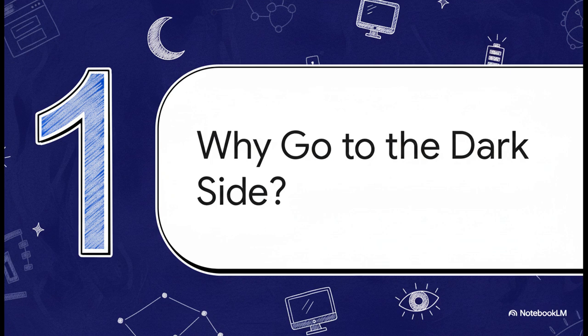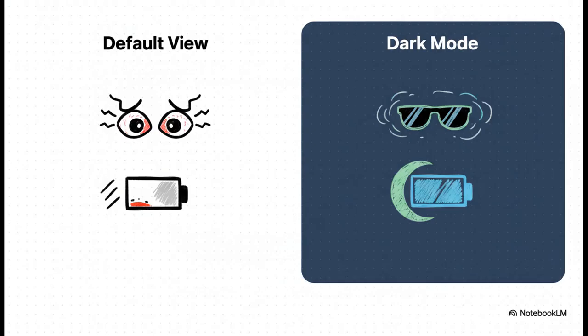Okay, so before we dive into the how-to, let's talk about the why. Why should you even bother? What are the real perks of coming over to the dark side? Well, the benefits are pretty clear-cut. That standard default view can really cause eye strain, and believe it or not, it drains your battery faster. But with just one little switch to dark mode, you get instant relief for your eyes, especially if you're working in low light.